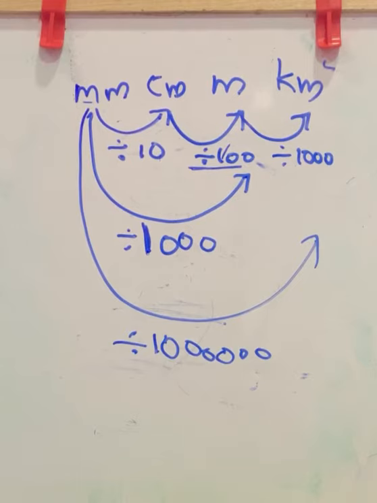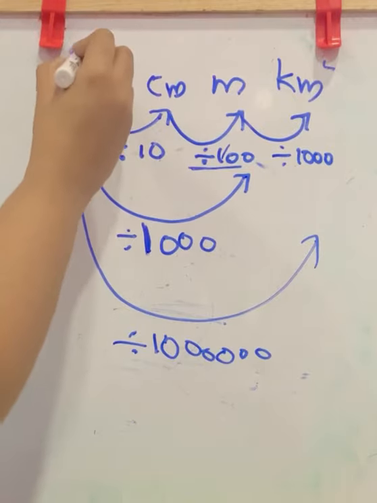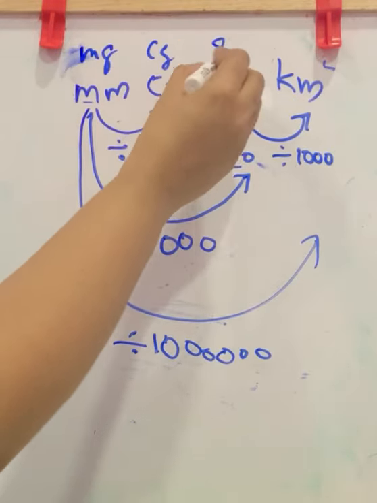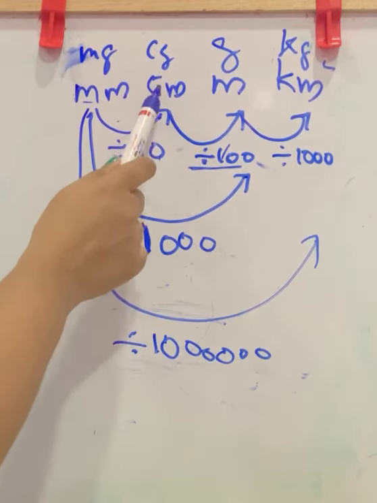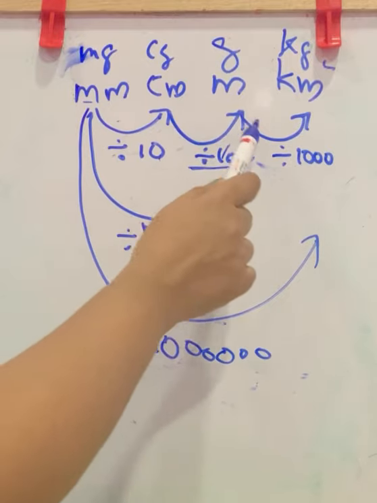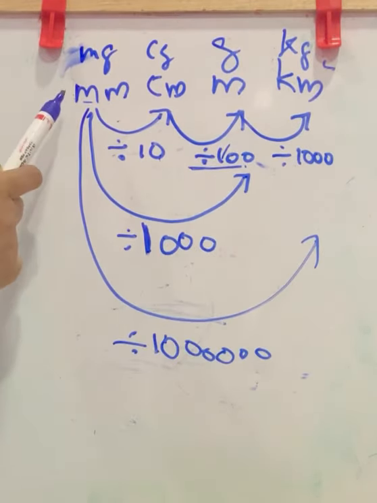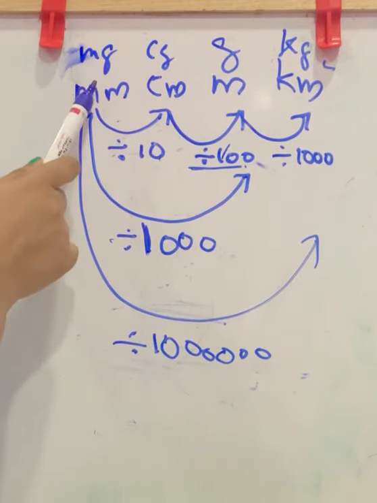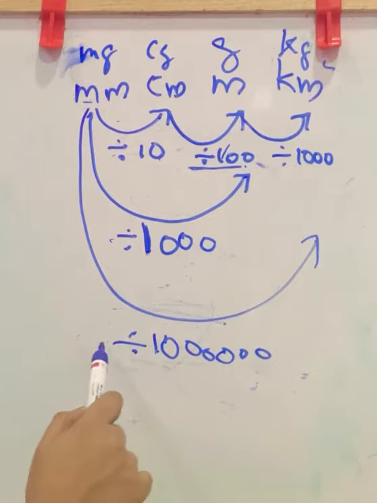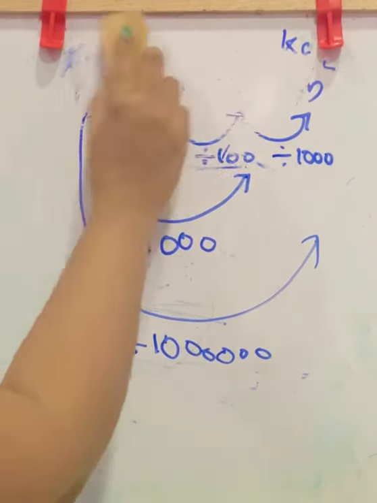Remember this. Now this is the same in grams also. If it is milligram, centigram, gram and kilogram: milligram to centigram, division by 10; centigram to gram, division by 100; gram to kilogram, division by 1000. Now if you want to convert milligram to grams, you divide by 1000. If you want to convert milligram to kilogram, you divide by 10 lakhs. This is the conversion chart.